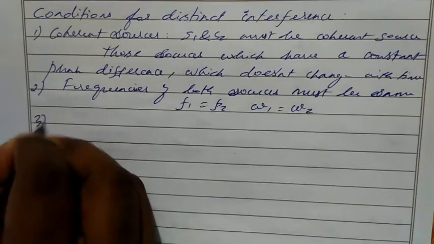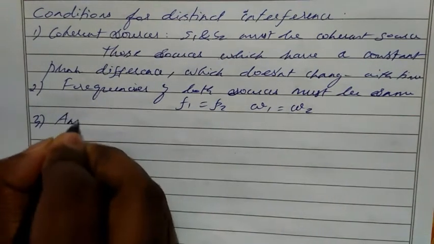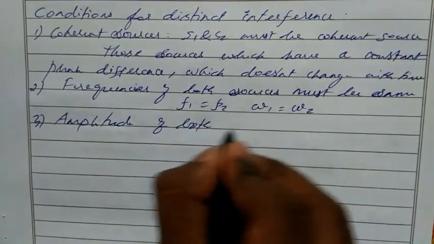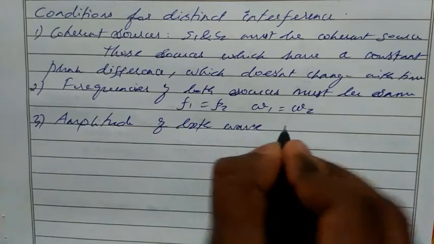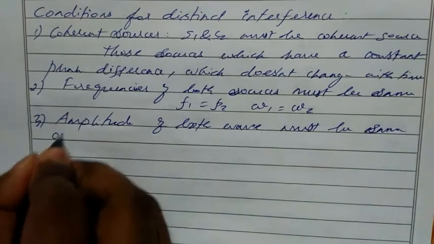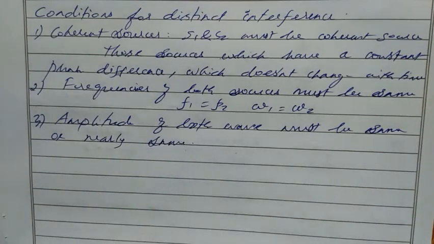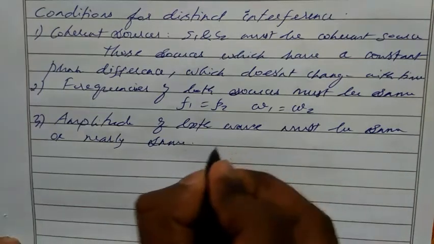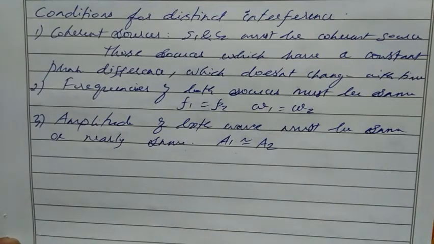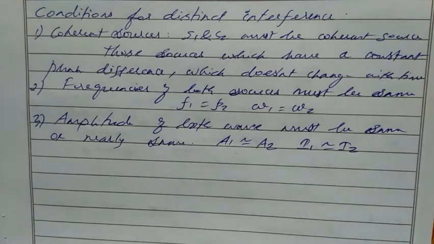Then the third condition: the amplitude of both waves must be the same or nearly the same. So the amplitude of the first light is approximately equal to the amplitude of the second light. We can also say the intensity is equal to the intensity of the second light.